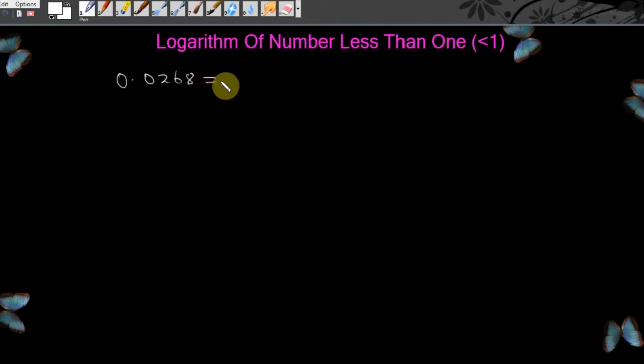We know in standard form, we learned before the last class, this will give us 2.68 times 10 to the power minus 2, like we learned in standard form. Okay, let's still do one example again. Let's say we have 0.268. This one will give us 2.68 times 10 to the power minus 1. No more minus 2 because of this number here. This is 0.0, this is 0.